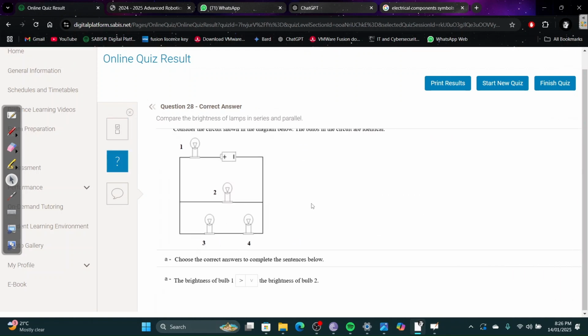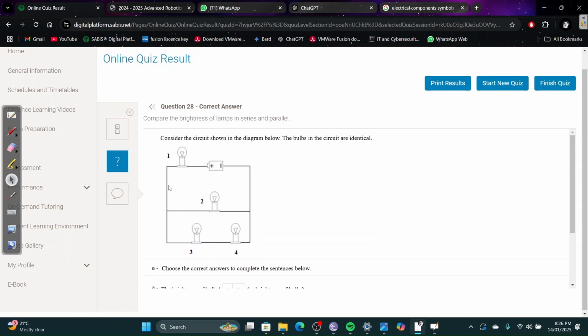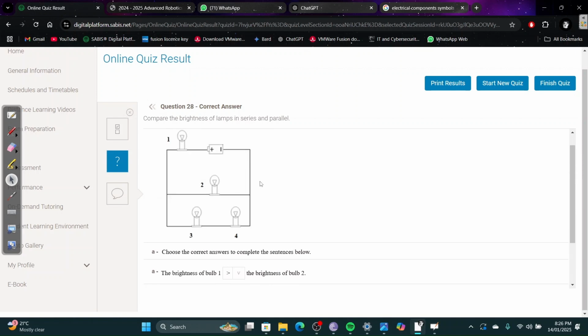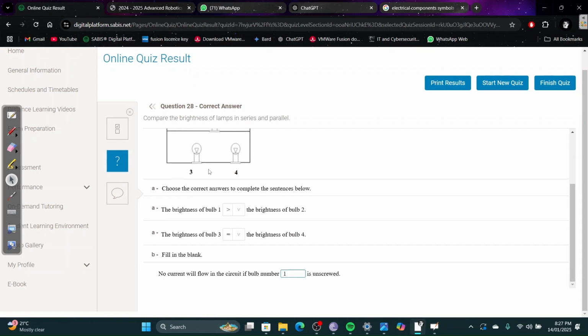As I said, remember opposites. The brightness of bulb 1 is greater than the brightness of bulb 2 because this is connected in series. You're going to get the same current. And here, however, you won't get the same current. You'll get slightly less current. So that's why. They're all in series, so you're going to have the same brightness.